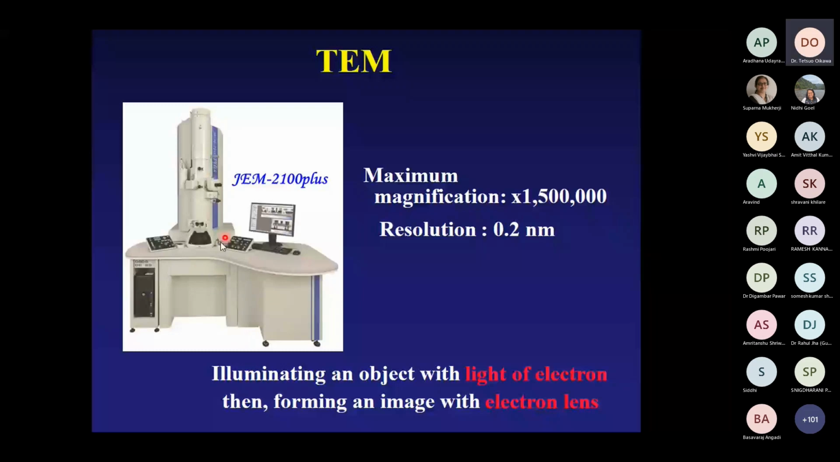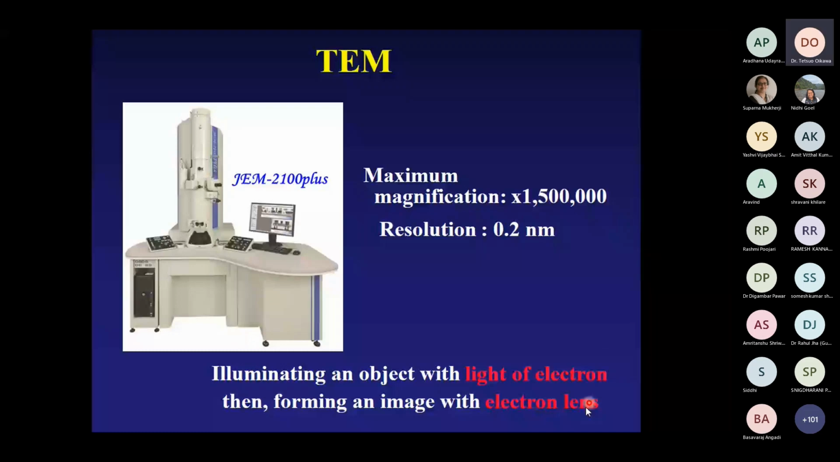As for magnification, the maximum is approximately 1.5 million times, very high magnification, and the resolution is approximately 0.2 nanometer order, 2 angstrom. Recently, owing to the aberration corrected microscope, we can obtain picometer order resolution. So like this, illumination by electron wave, the light of electrons, and focusing by the electromagnetic lens.